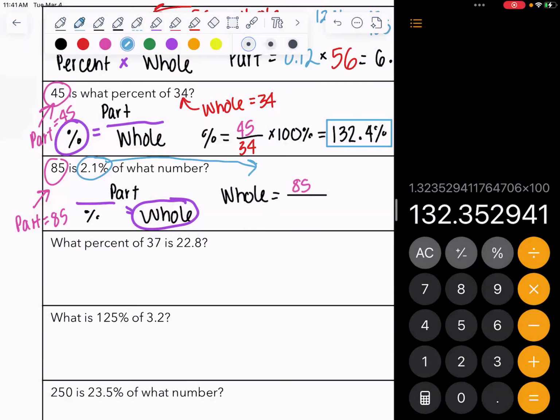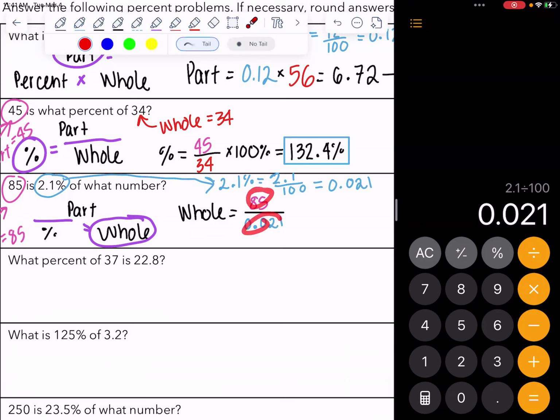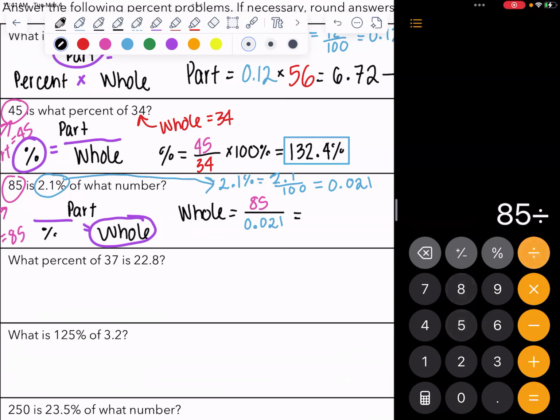Oops, my Apple Pencil is low on battery. 2.1% is the same thing as 2.1 divided by 100. Clear out my calculator. 2.1 divided by 100. This is 0.021. So 2.1% is the same as 0.021. Divide by 0.021. That's the part divided by the percent. So I have 85 divided by 0.021.